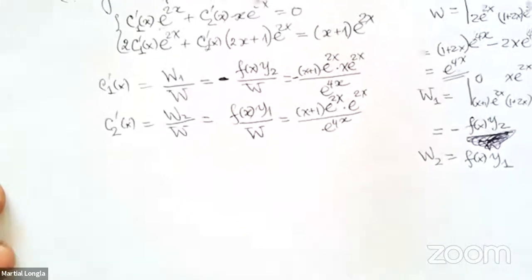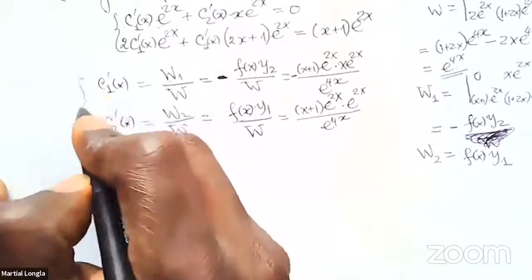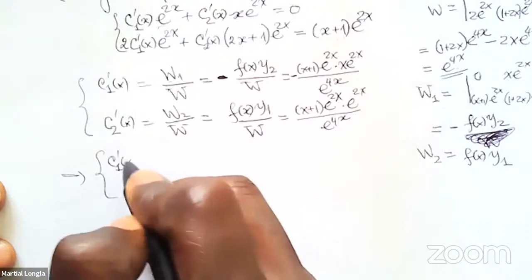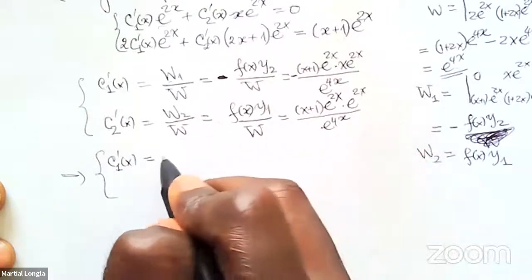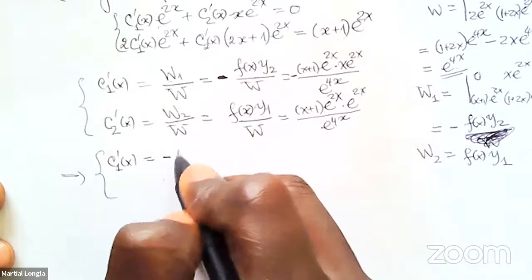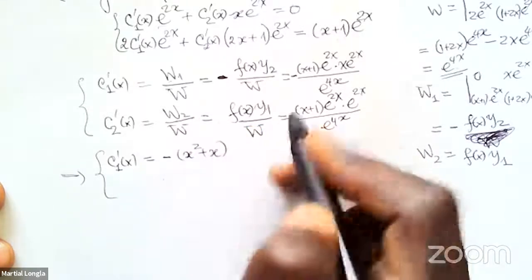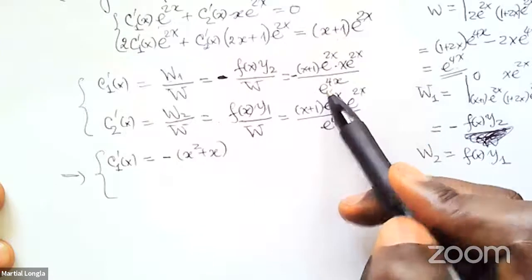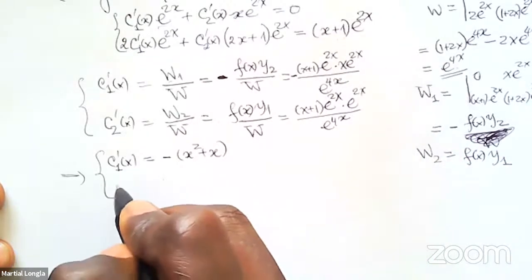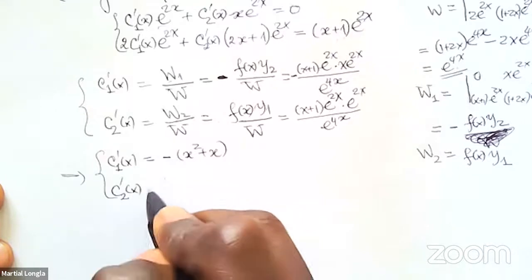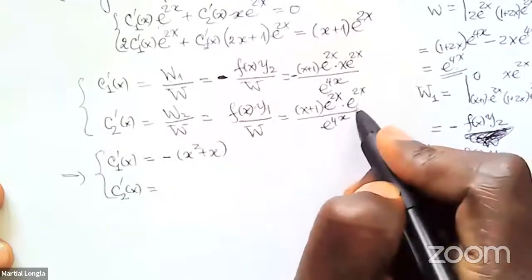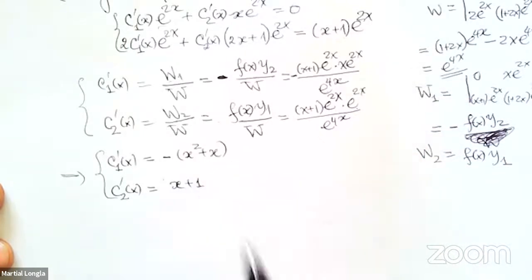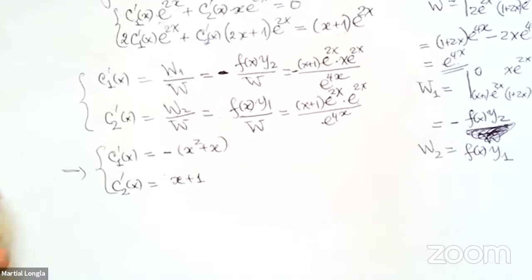So that's how you would apply these two formulas. And that leads you to c1 prime of x equals negative x squared plus x, which is x plus 1 times x, e to the 2x times e to the 2x, it's e to the 4x over e to the 4x, they cancel. c2 prime of x, same here, e to the 2x times e to the 2x, e to the 4x over e to the 4x, they cancel. And c2 prime is x plus 1. So that's how you end with step 2.